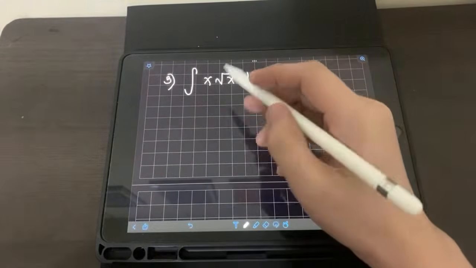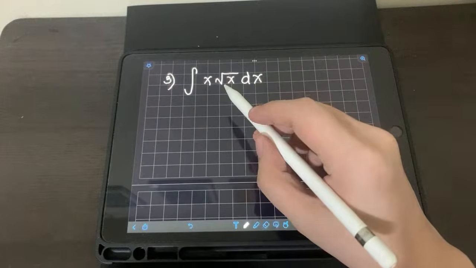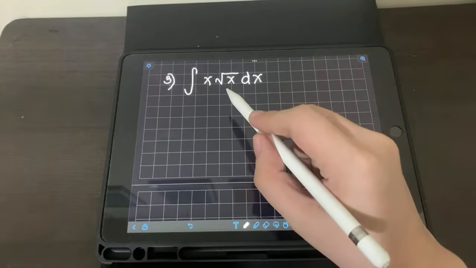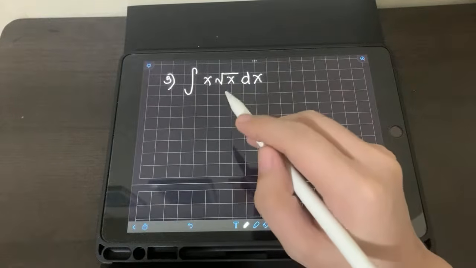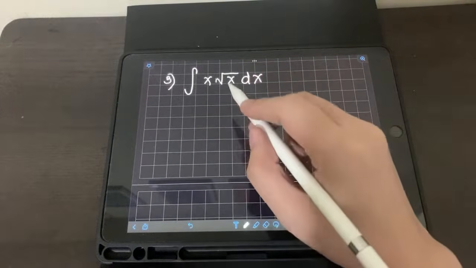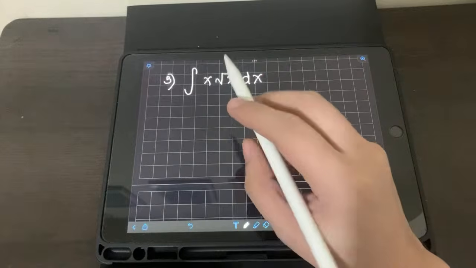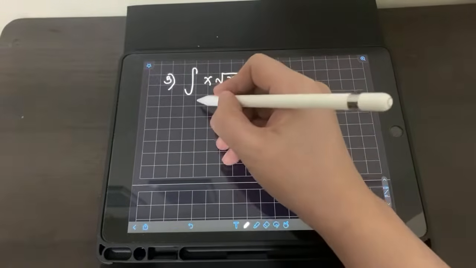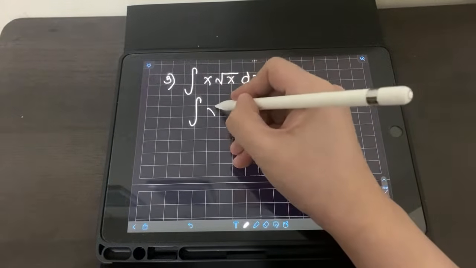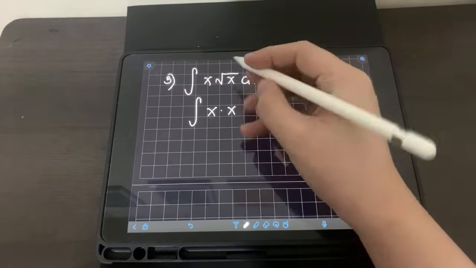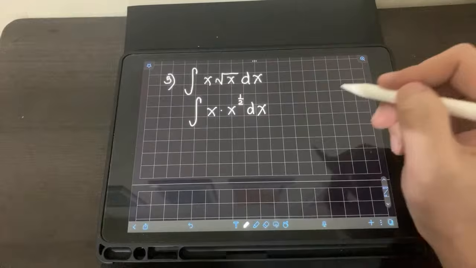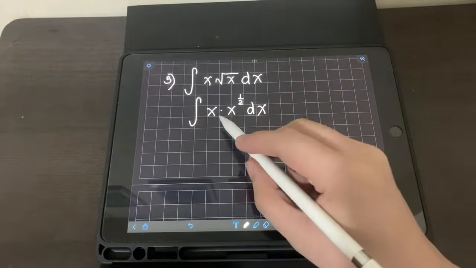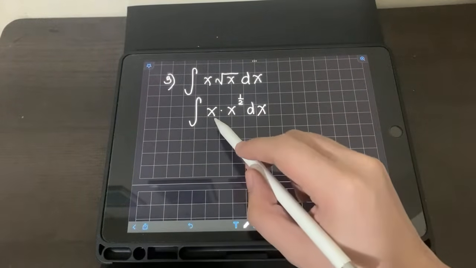So first, kapag meron kayong mga radical, in this example, we have square root of x, right? Transform nyo muna into fractional exponent. So square root of x is the same as x raised to 1 half, right? So integral of x times square root of x is x raised to 1 half dx. Okay? And then, apply multiplication, law of exponent.